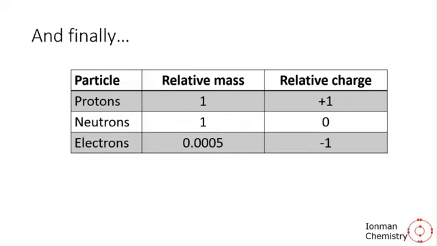You need to know certain things about protons, neutrons and electrons. Protons and neutrons have pretty much the same mass as one another. Now because they're so small, we just talk about their relative mass.